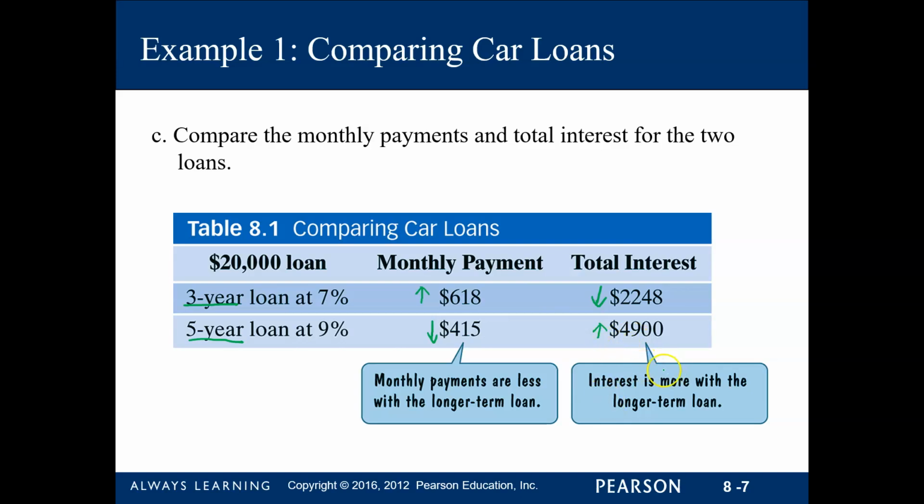So how do you make a decision? Well, it depends on how much of this you can afford. Can you afford the $618 every month, or is it a little bit tight for your budget? So you might just have to do the 5-year loan, but at the end, you will have to give up almost $5,000 on top of the loan that you borrowed. So it is always important to make those comparisons before making big purchases like a car.